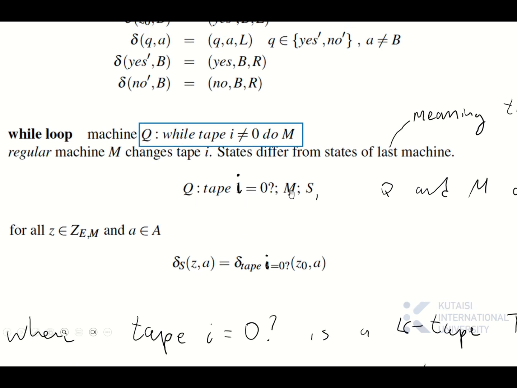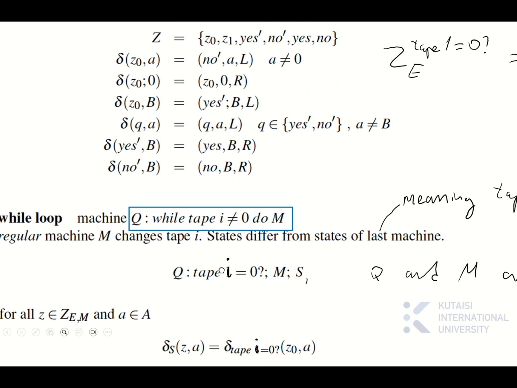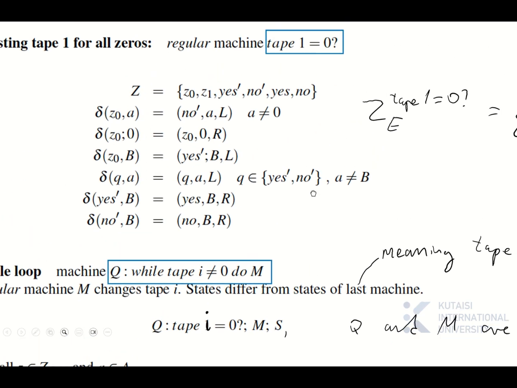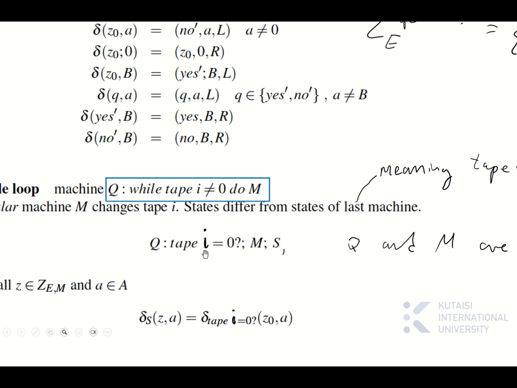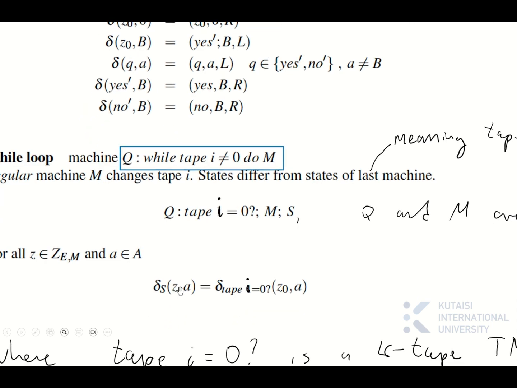So look at this writing here. What does this say? First of all, this was checking tape 1. I'm telling you that you can check tape I the same exact way. How? You just swap them as we did before. So what is Q? It checks: is tape I 0? If it goes to an accepting state, the answer is no, then it does M. And what is S? Once it does M, it concatenates with S, and S just goes back to the beginning of this machine here.